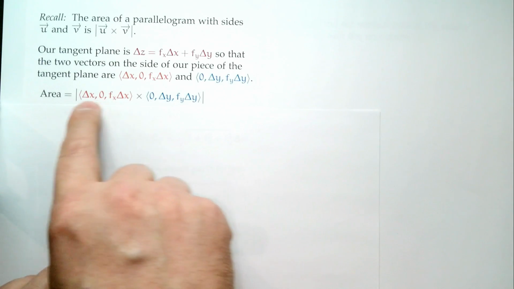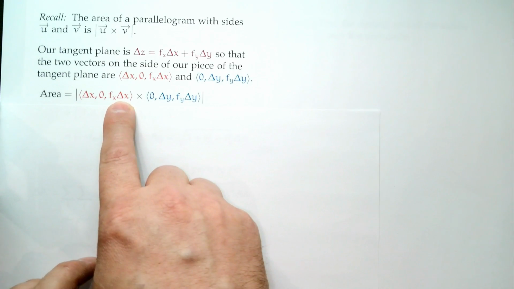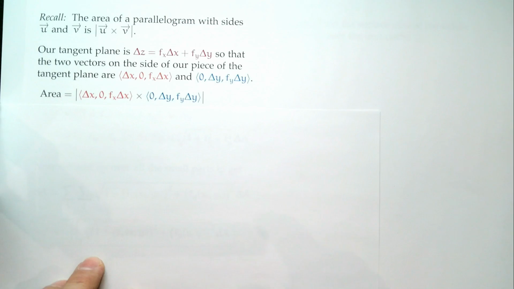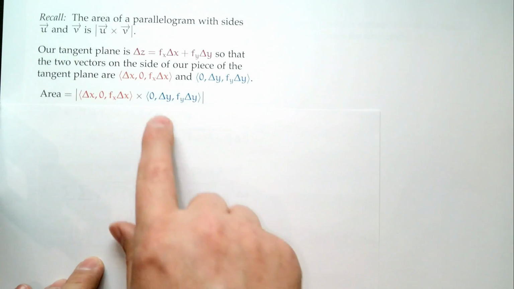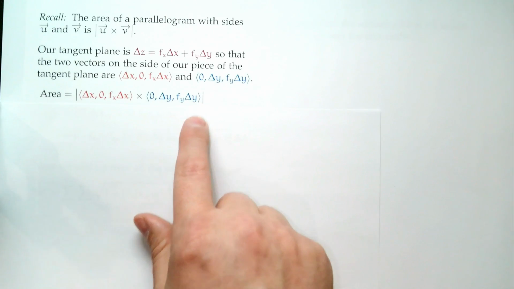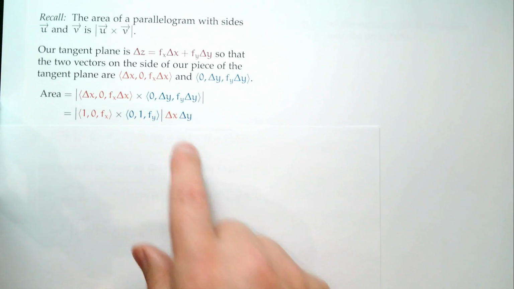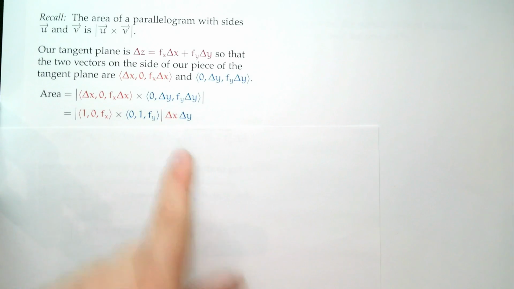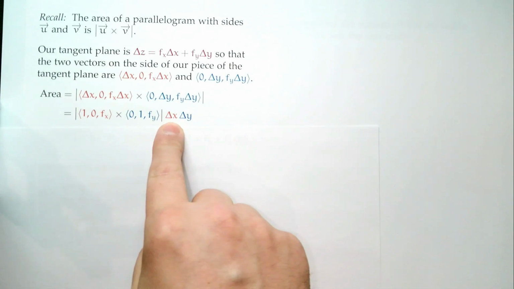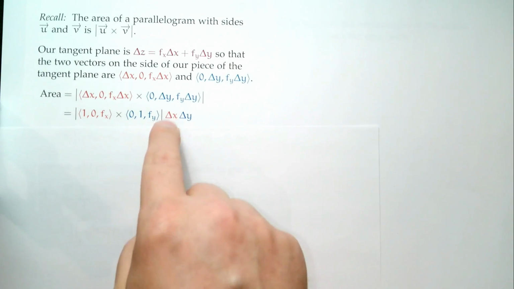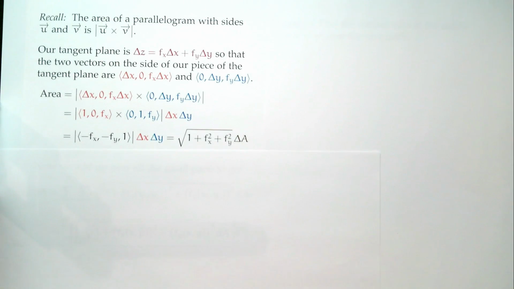Notice that in the first vector, both terms have a change in x. So I can pull that out. That's common. Similarly, both terms here have a change in y. I can pull that out. So I can simplify and say, look, pull that all the way out. So you get a change in x, change in y on the end, which is our bit of area. Now, that's a cross product. It's not hard to do, I know, because that's the answer.